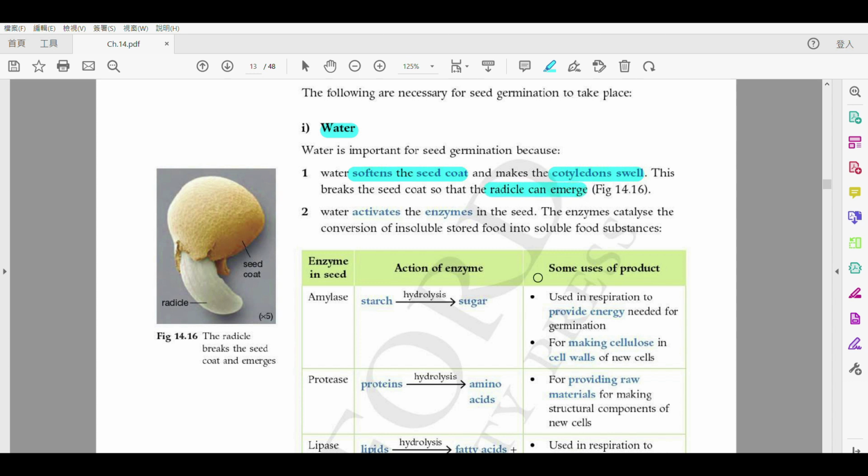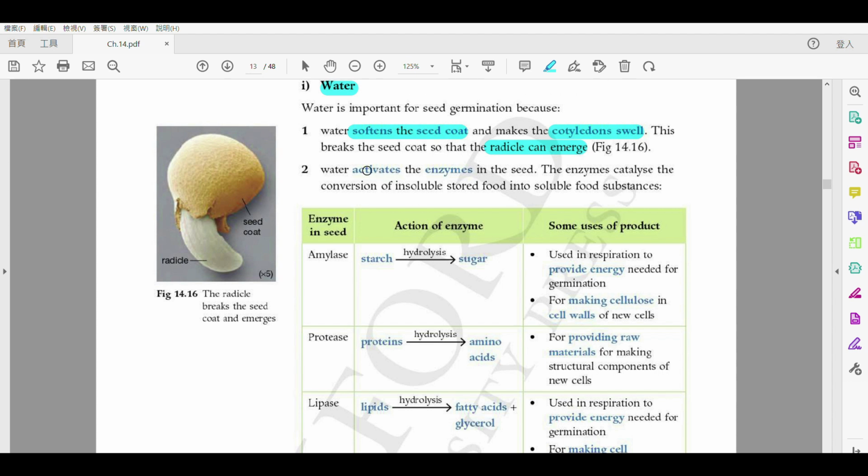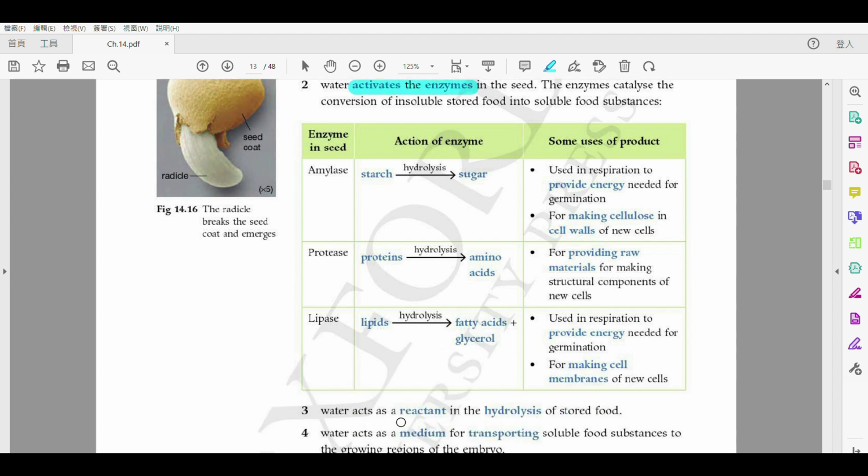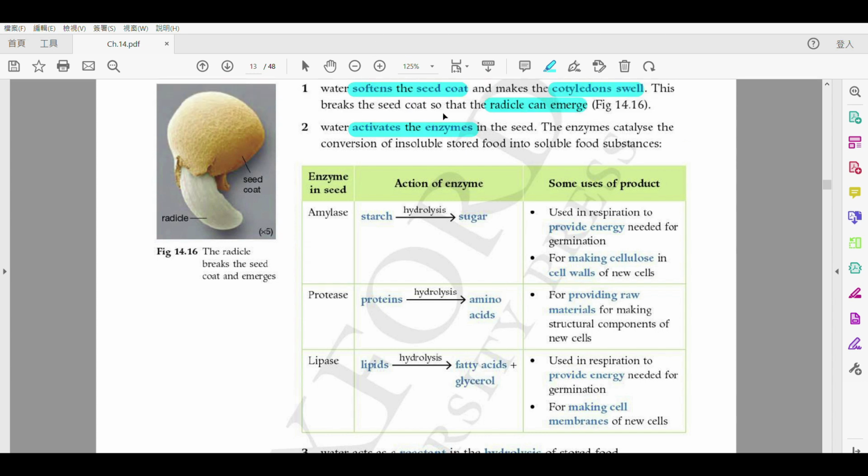Okay, and then the next one, it will activate the enzyme. These 4 points, try to remember. As you can see, 1, 2, 3, 4. All right. So it will activate the enzyme inside the seed. So what enzyme will be in the seed? All right. Because the cotyledon is actually storing food, right? So these enzymes will convert, will convert the insoluble food into soluble food.